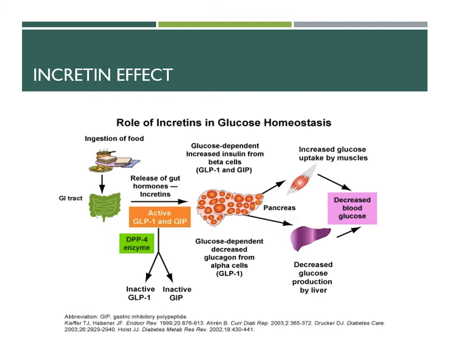But when those hormones are released, which occurs in the presence of glucose, the GLP-1 and the GIP cause an increase in insulin to be released from the beta cells, and GLP-1 causes a decrease in glucagon to be released from the alpha cells. As a result, there's an increased glucose uptake by the muscles and decreased glucose production in the liver, which results overall in a decreased circulating blood glucose level.